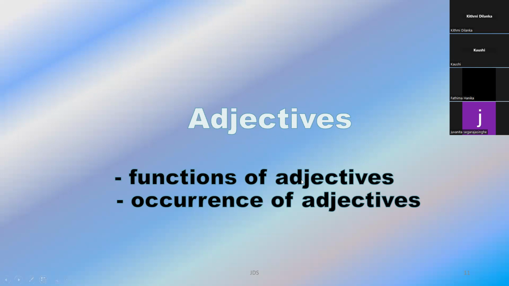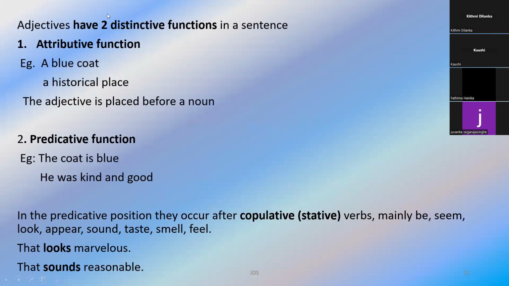In terms of adjectives, we need to remember these 2 important points. The first one is the different functions that an adjective performs, functions of adjectives. And then in a sentence, where do adjectives occur, or where can adjectives occur? Right, the position of an adjective and the functions of an adjective. Those are the 2 things that we need to remember. Read.